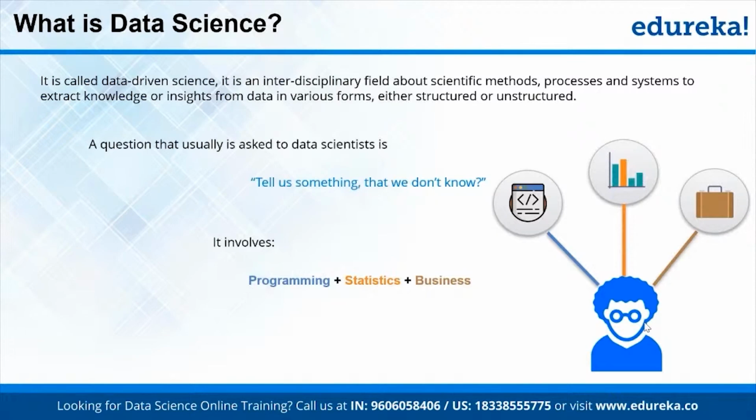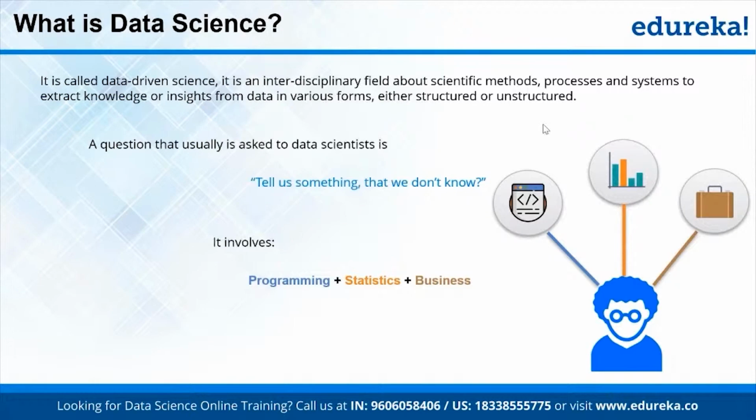So you will just be given the data, and now you need to know a method or a process using which you will be finding the relation. The formal definition of data science says that it's called data-driven science. It's an interdisciplinary field about scientific methods, processes, and systems to extract knowledge or insight from data in various forms.